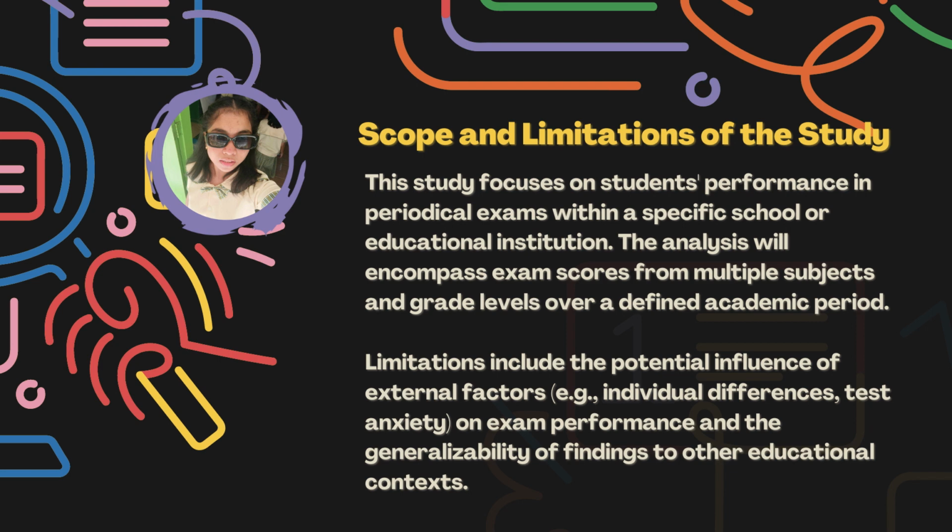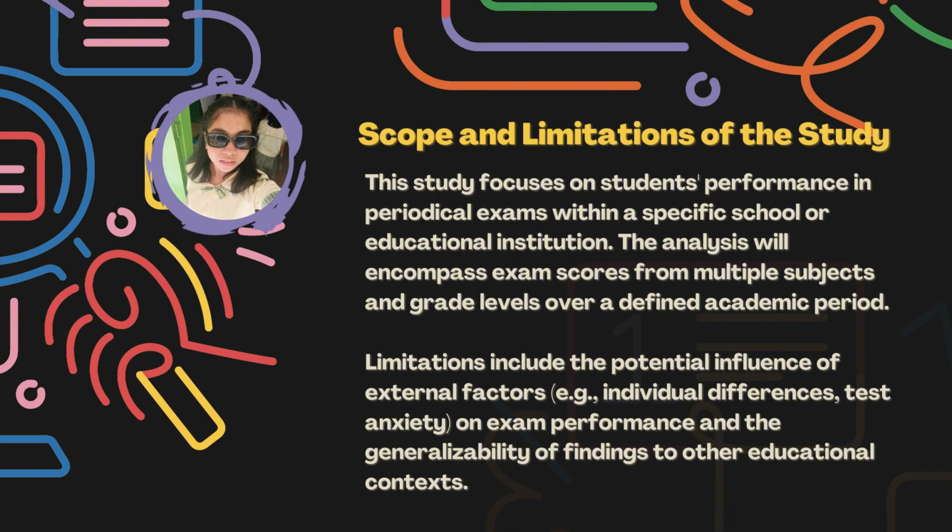So the scope and limitation of the study talks about what the study will cover and what it will not. In the first paragraph of the given example, it talks about what the study will cover, which is that the study focuses on students' performance in periodical exams within a specific school or educational institution. And the analysis will encompass exam scores from multiple subjects. So that is the scope of the study. It will analyze exam data from multiple subjects within specific schools or educational institutions.